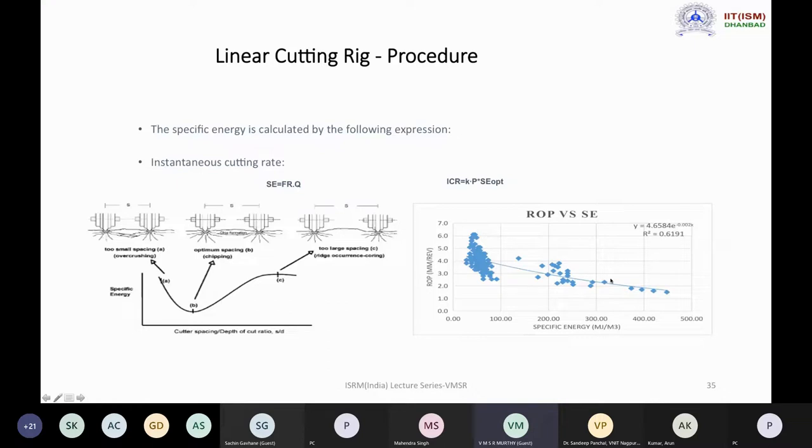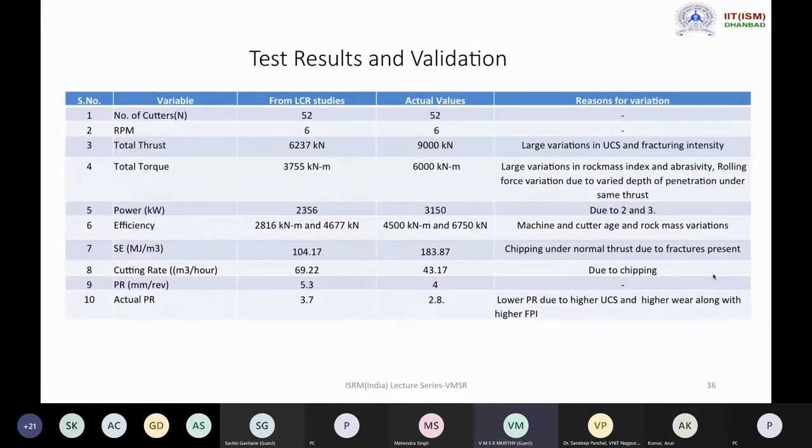You can see two clusters forming, particularly of rock and particularly of concrete. The lower one on the left side is the concrete, where ROP is higher and the specific energy is lower. On the right side, you have higher specific energy and lower ROP. This is for the rocks that I have tested. So this is going to be done on a regular basis now. We are going to have more data and more reasonable results.